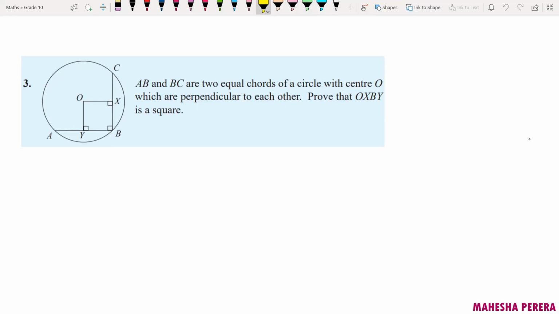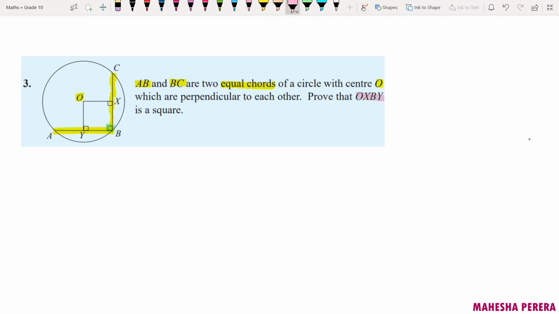Right, let's do the next question. AB and BC are two equal chords of a circle with center O. AB is here and BC is here, and these two lengths are equal. Here is our center, and the chords are perpendicular to each other. Can you see? They are perpendicular to each other.